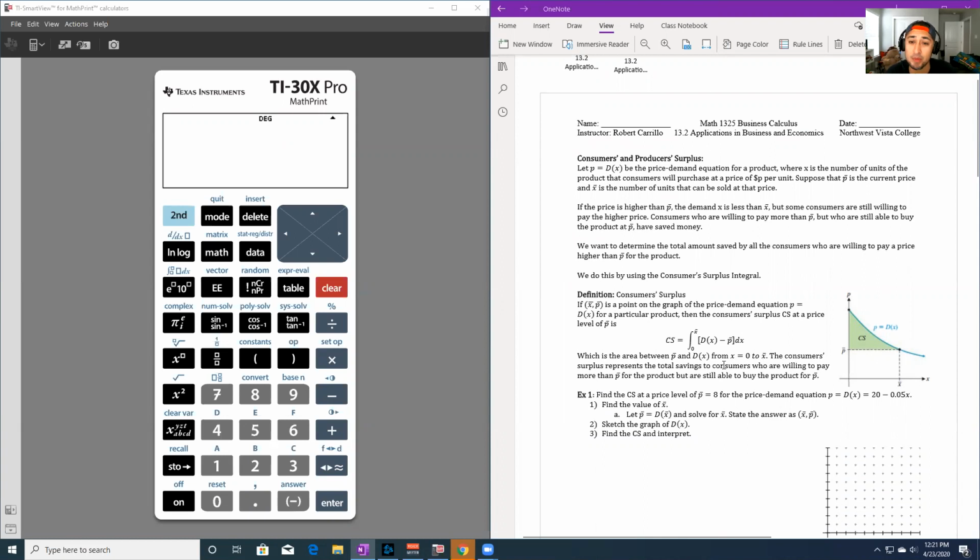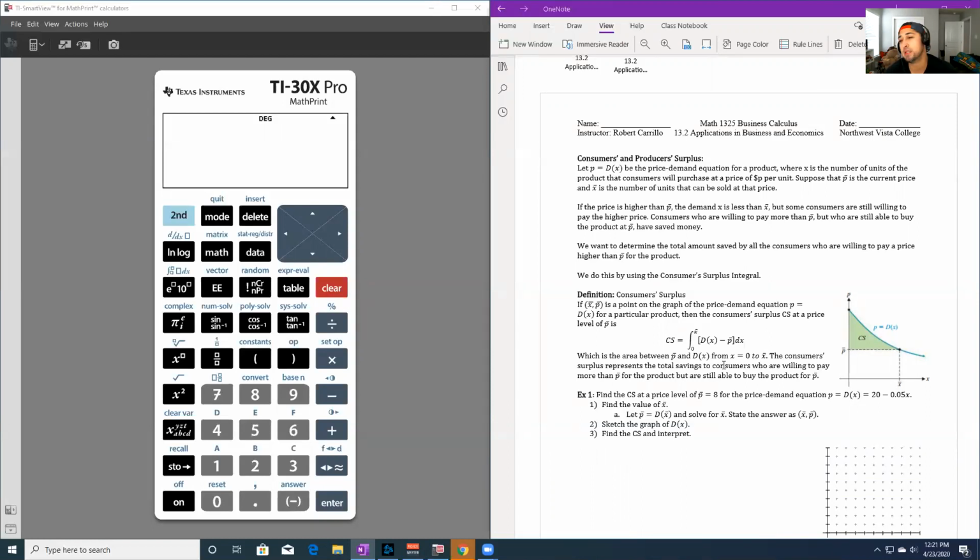Let P equal D of X be the price demand equation for a product, where X is the number of units of the product that consumers will purchase at a price of P per unit. Suppose that P bar is the current price and X bar is the number of units that can be sold at that price. If the price is higher than P bar, the demand X is less than X bar. But some consumers are still willing to pay the higher price. Consumers who are willing to pay more than P bar, but who are still able to buy the product at P bar, have saved money.